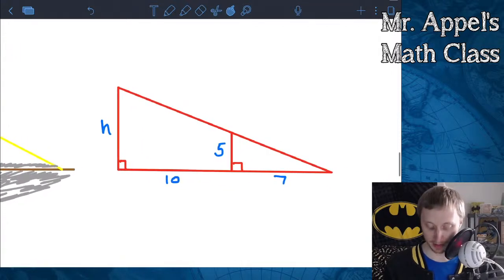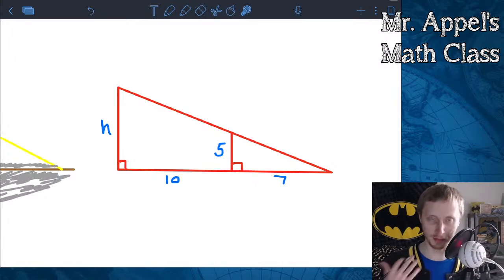So here it is as a diagram. Okay, here's the height of the tree. Here's the height of me. Let's pretend I'm 5 feet tall exactly. A little short for myself. So maybe that's your height, right? You're 5 feet tall. Your shadow length right now is 7 feet. And you are 10 feet from the tree.